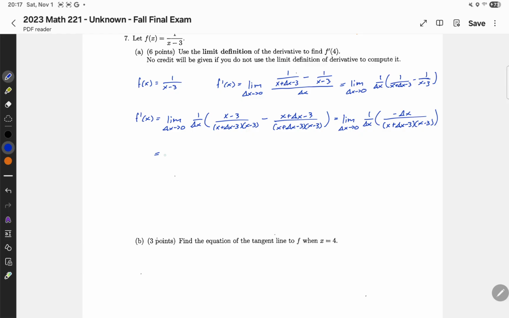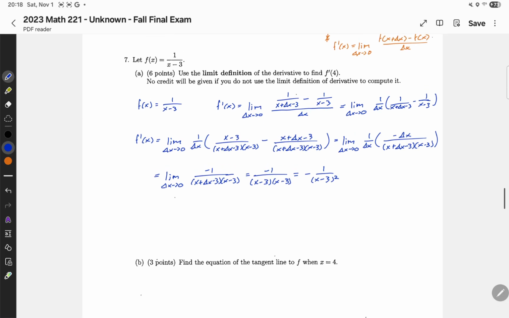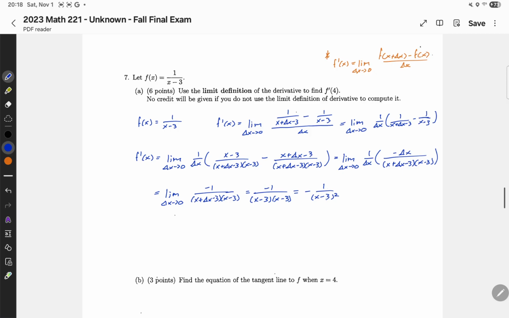And now we can say this is equal to the limit as delta x approaches 0 of, these two delta x's are going to cancel. We're left with a minus 1 over x plus delta x minus 3 times x minus 3. Perfect, just like that. And now we'll substitute in delta x is equal to 0. We're left with minus 1 over x minus 3 times x minus 3, which is equal to minus 1 over x minus 3 squared, which is, of course, what we would expect using our power rule. One nice thing about these problems is you can double check your answer.